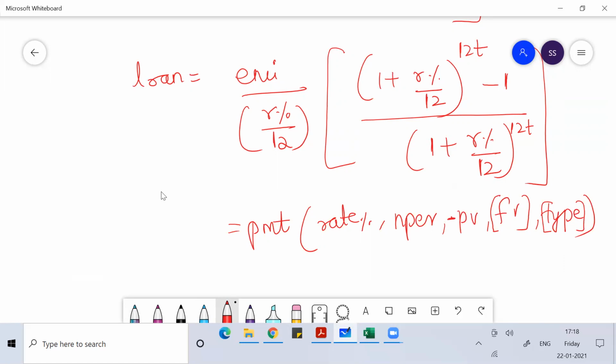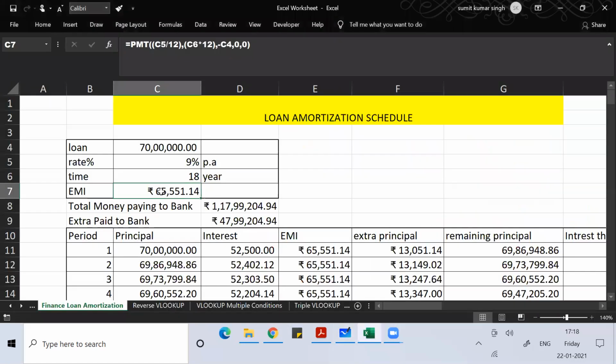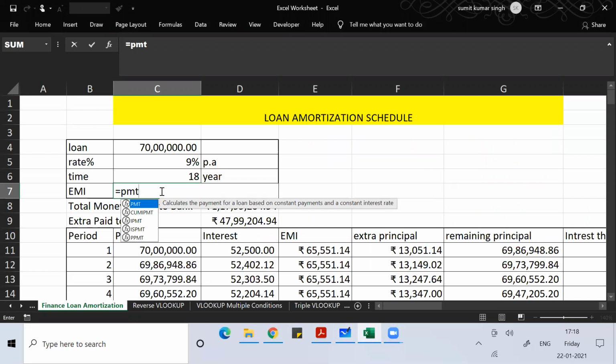So here, if I have to find the EMI value, I'll simply use the formula PMT, open bracket. What is the rate? The rate is just divided by 12. Why divide by 12? Because it's the rate of interest per month.